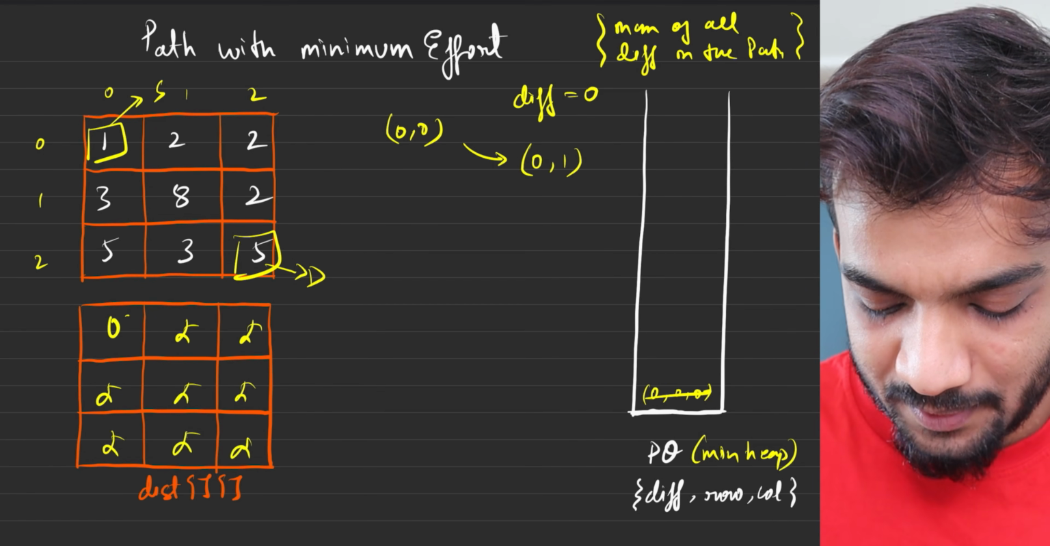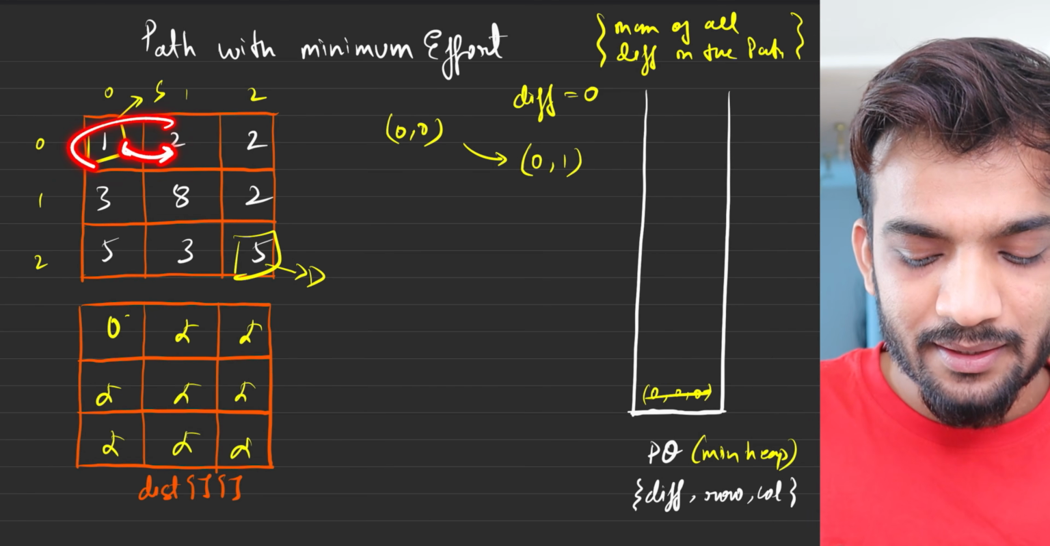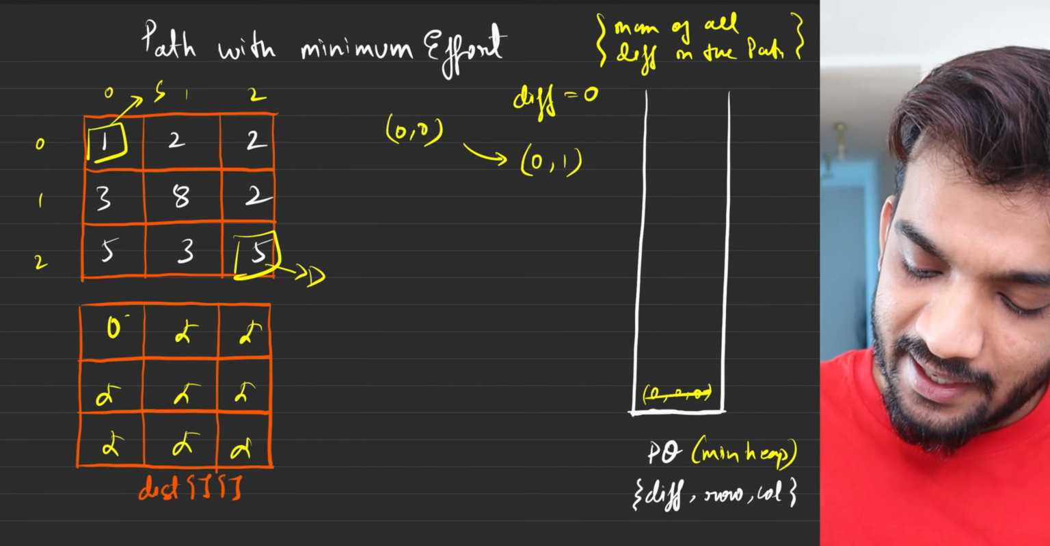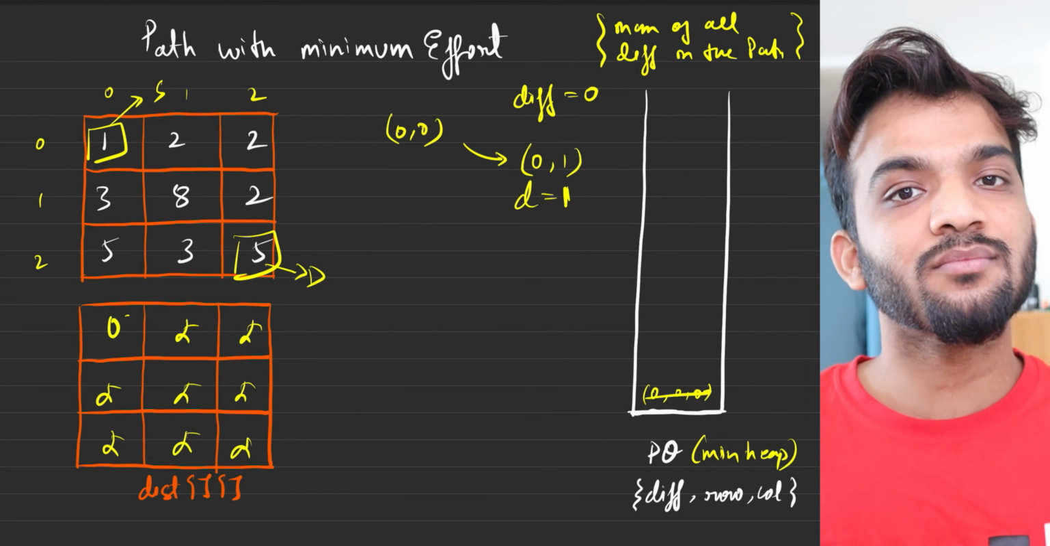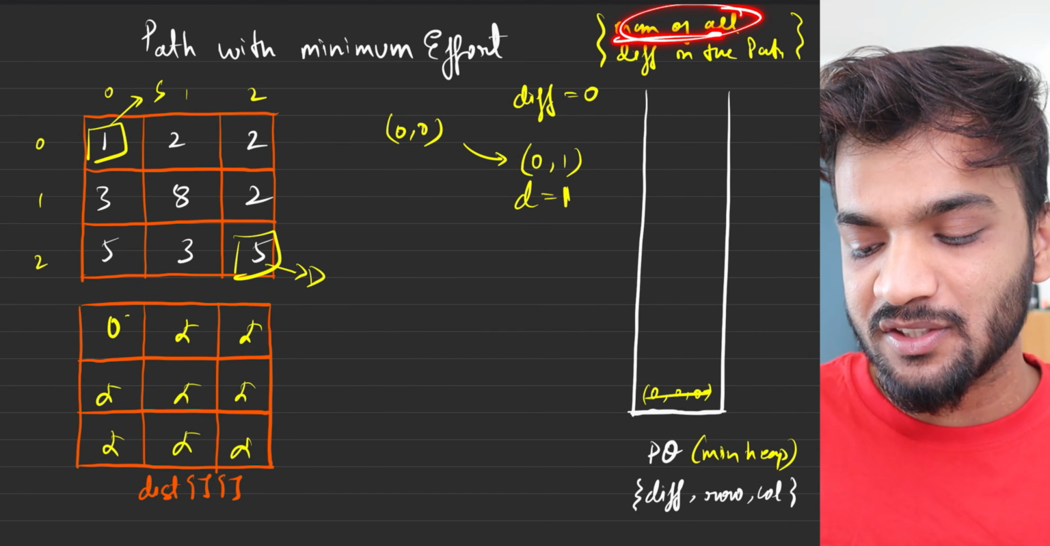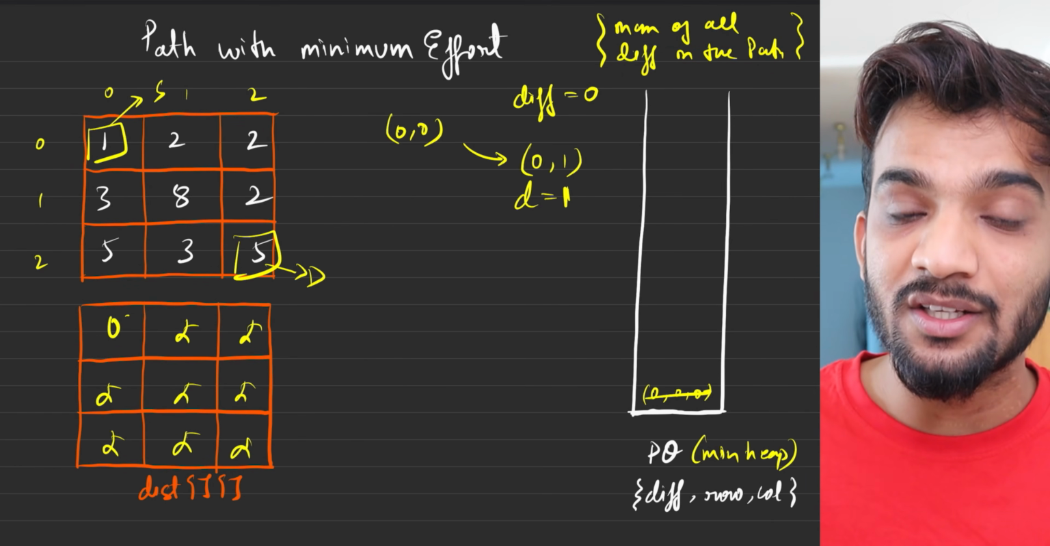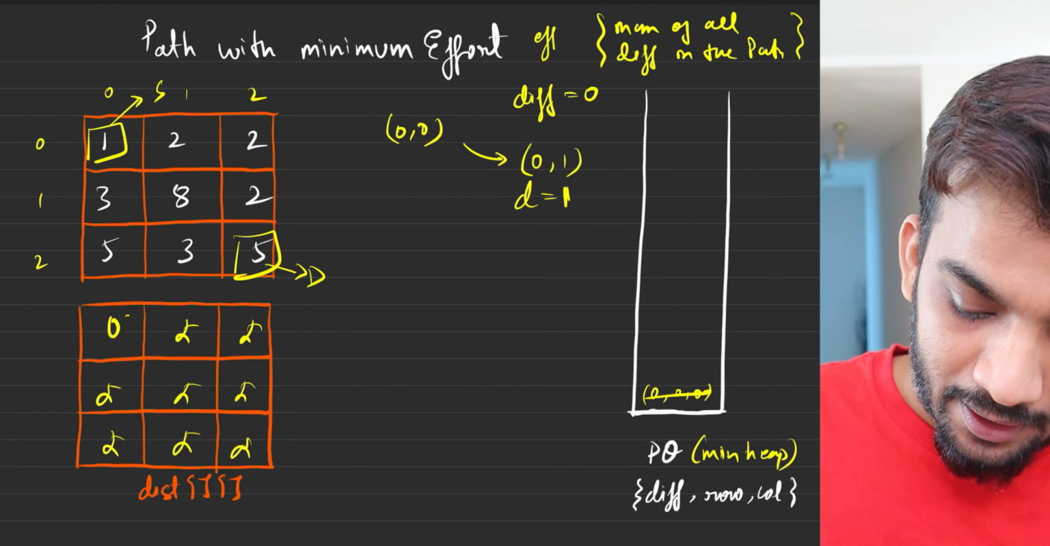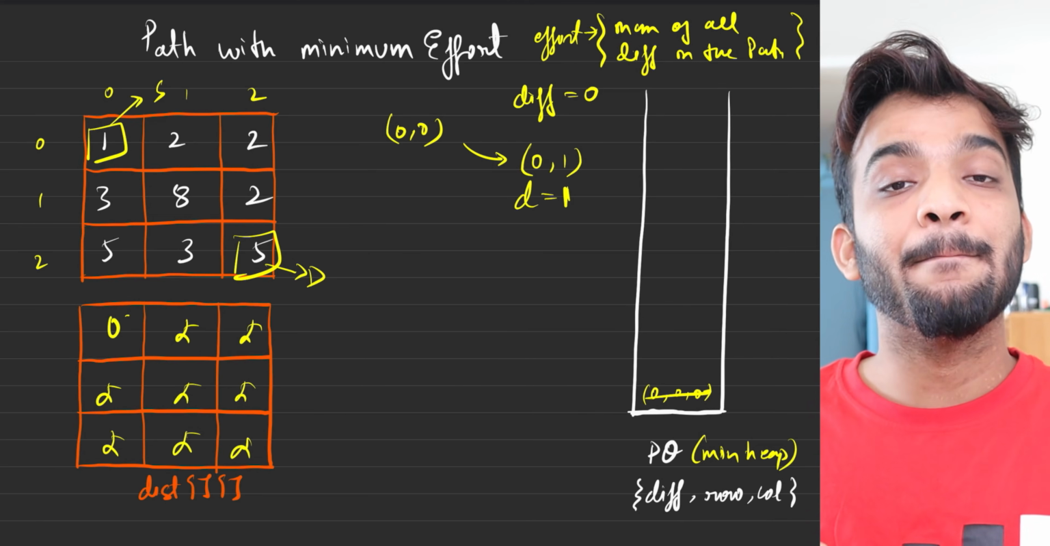And what will be the difference if I go here? The absolute difference will be 1. So can I say the new difference is 1? And we know max of all differences in the path is what the effort is. The effort is very simple. The effort is always recognized as max of all.